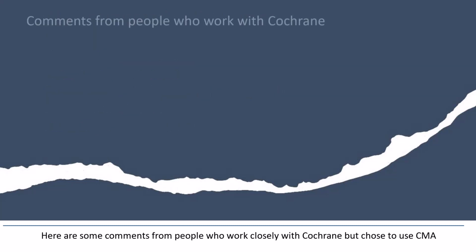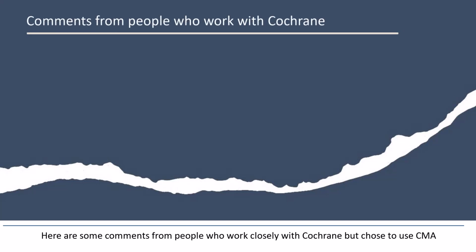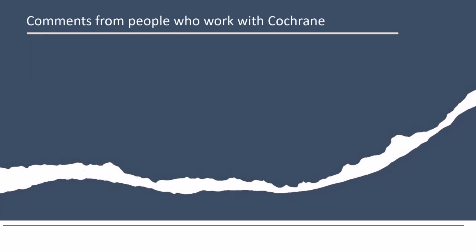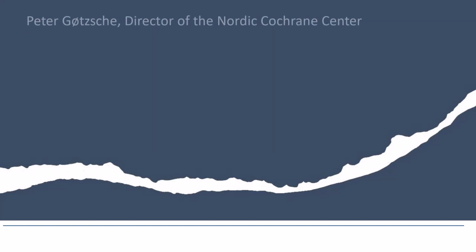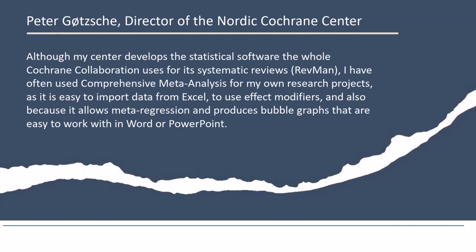Here are some comments from people who work closely with Cochrane but chose to use CMA. Peter C. Gotzsche, Professor, Director, Nordic Cochrane Center, Copenhagen: Although my center develops the statistical software the whole Cochrane Collaboration uses for its systematic reviews, RevMan, I have often used comprehensive meta-analysis for my own research projects, as it is easy to import data from Excel, to use effect modifiers, and also because it allows meta-regression and produces bubble graphs that are easy to work with in Word or PowerPoint.